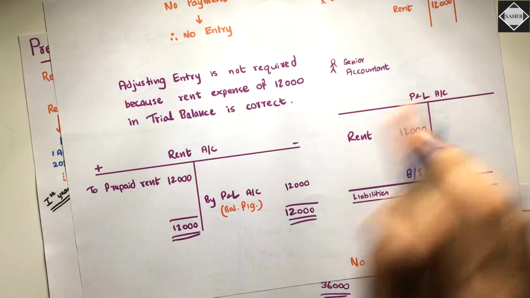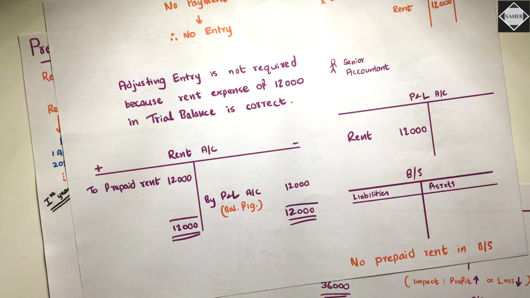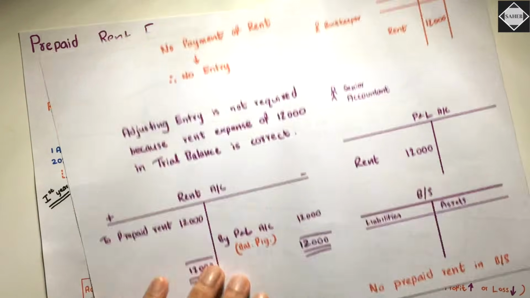No adjustment, nothing. Here there is no adjustment. Why? Because nothing is prepaid, nothing is outstanding. Okay, nothing is there. Simple, you will take it. Fine. In balance sheet also nothing will come because there is no prepaid anything. Fine. So no prepaid rent. Is that clear? Did you understand this? It was really simple and straightforward, isn't it? So this is the thing. Fine. This was the whole example.